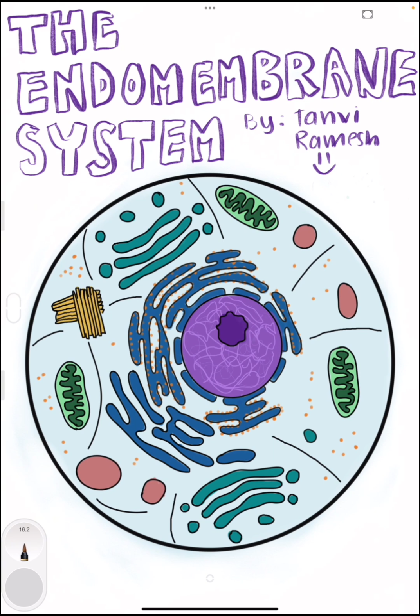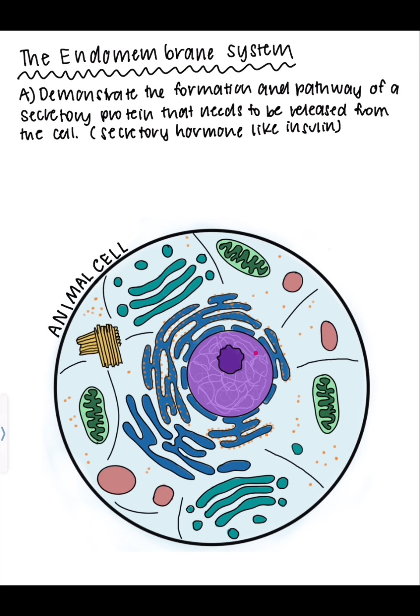My name's Tanvi Ramesh, and I'll be your tour guide on how secretory proteins like insulin, lysosomal enzymes, misfolded proteins, and glycoproteins travel through the endomembrane system. First, let's take a look at the formation of insulin, a secretory hormone, and how it travels from its synthesis to secretion outside of the cell.